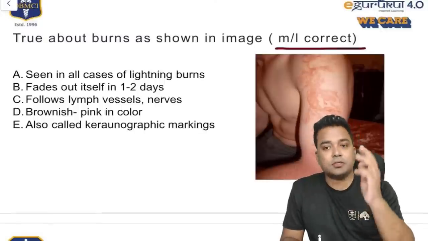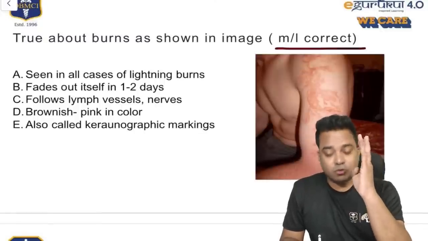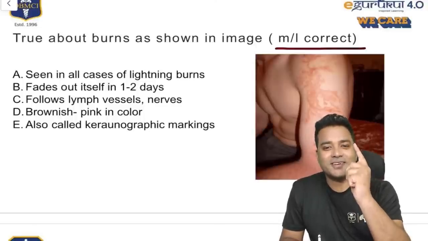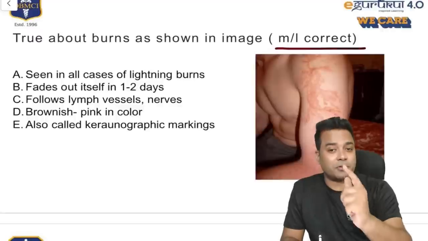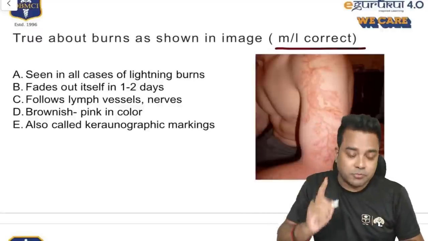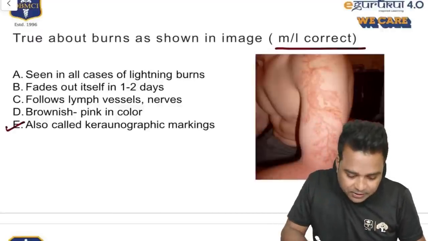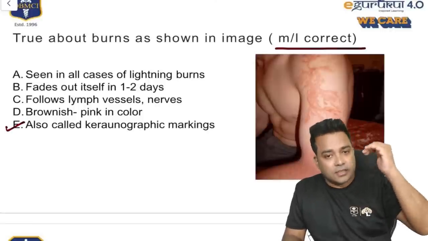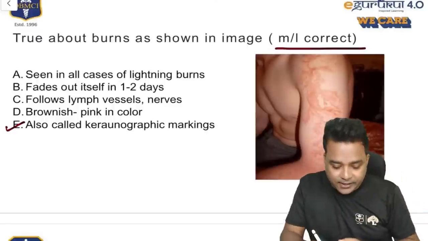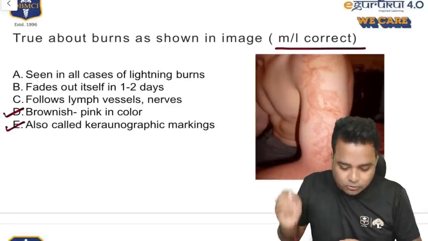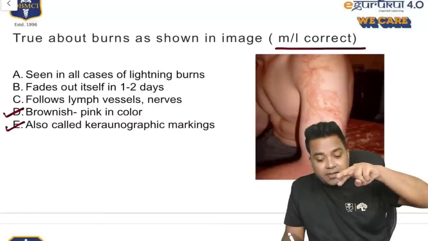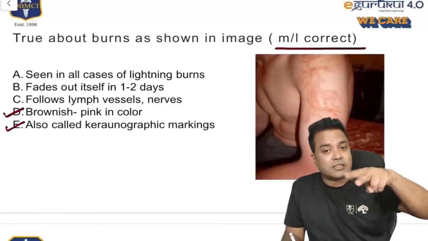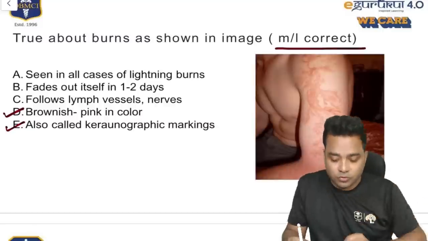True about burns as shown in the image. These are filigree burns, also called arborescent burns, chironographic burns, or Lichtenberg flower burns. So first remember their synonyms. So E is the correct statement. Are they brownish pink in color? Yes, their usual color mentioned in literature is brownish pink. This is also true. Do they follow lymphatic vessels, nerves, and major vessels? Answer is no. This is wrong.